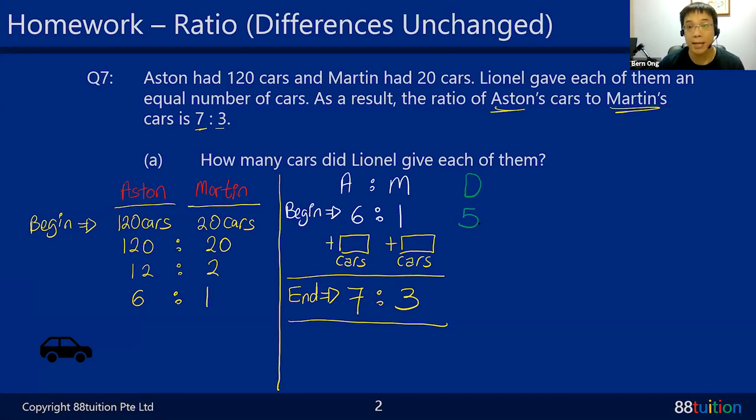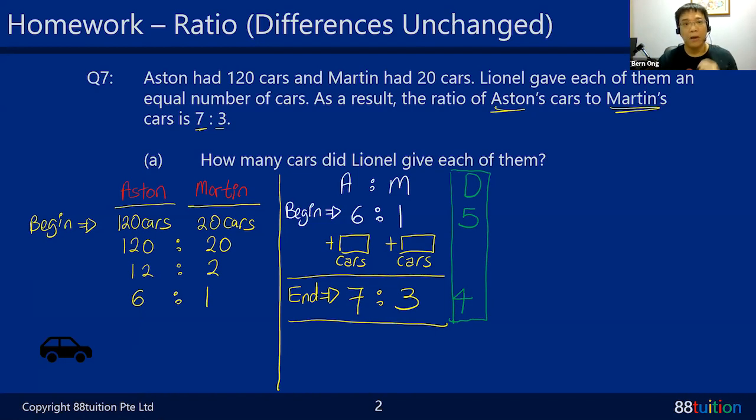Then at the end of the day, 7 and 3. What's the difference of 7 and 3? 7 minus 3 is 4. Different, yes it's different. So how do you make the differences the same? How do you make these two numbers the same? You have to think of your 5 timetable and your 4 timetable. You look for something called the common multiple, and the best is the lowest common multiple.